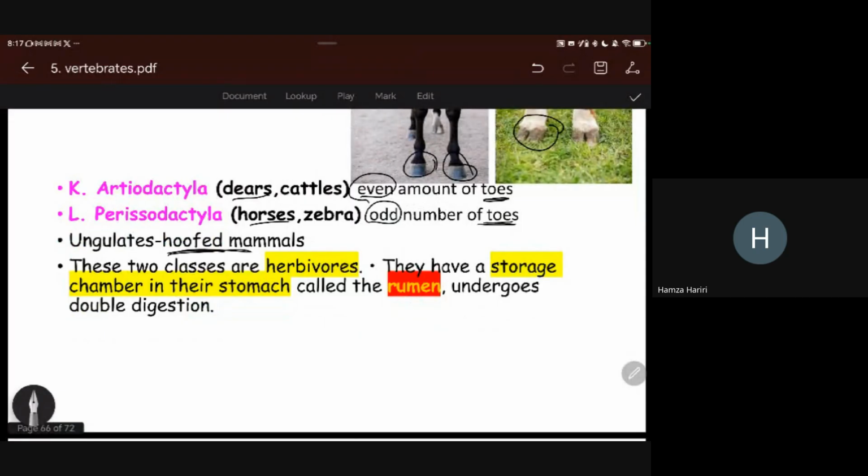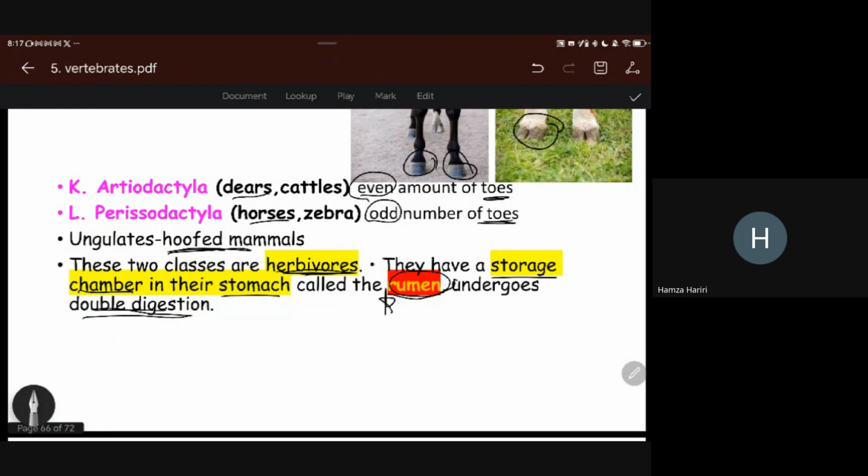They have hooves. These two classes are herbivores. They eat what? They eat plants. They have a storage chamber in their stomach called the rumen, and their food goes through double digestion. Their food gets digested twice. So this is an important characteristic of them.